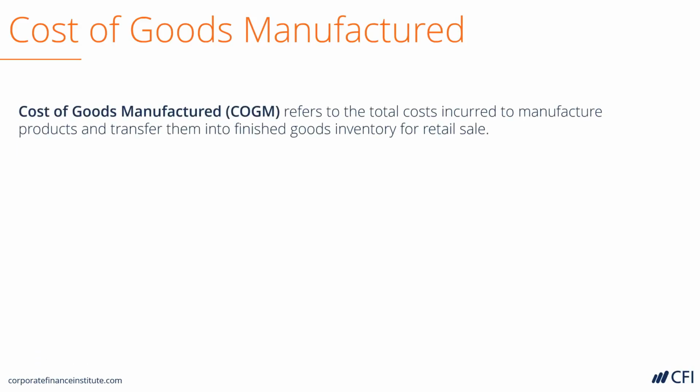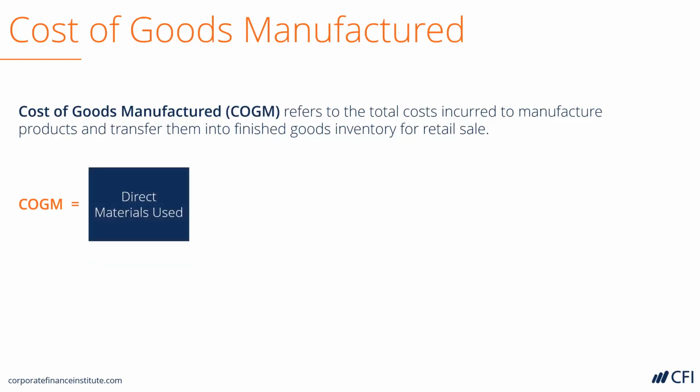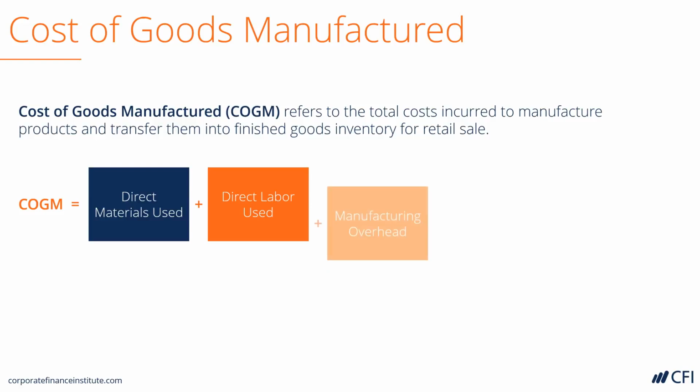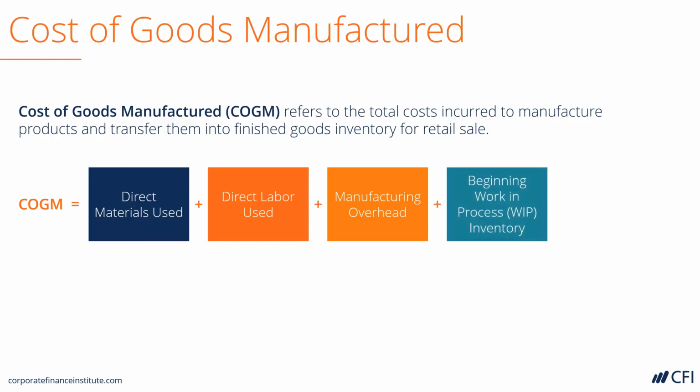Cost of goods manufactured is the cost a company incurs to make the goods that it is going to sell as finished inventory. Let's look at the formula for cost of goods manufactured. It's equal to the direct materials that are used to make the item, plus the direct labor that's used to build the item, plus any manufacturing overhead that's allocated to it, plus the beginning work in progress in inventory, minus the ending work in progress in inventory.